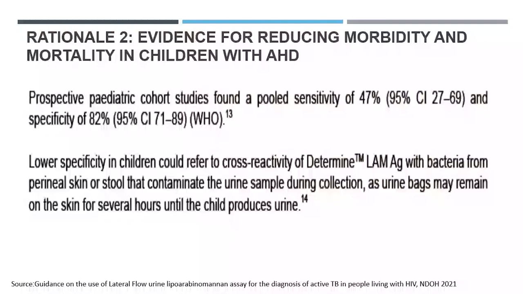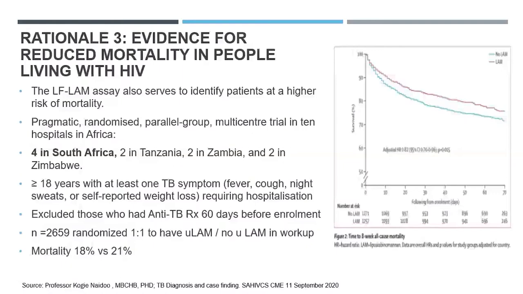And so 2,679 patients were included in the trial, and they were randomized 1:1 to either have urine-LAM within the workup or no urine-LAM. And you can see with the no urine-LAM being the blue line here, and the urine-LAM being the one which would be pink or purple, depending on what you see that as, they found that the mortality in the LAM arm was 18% versus 21% within the no urine-LAM arm.